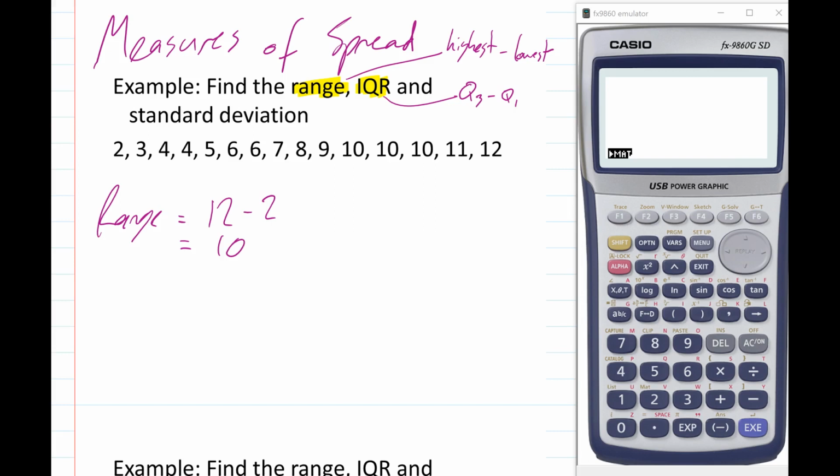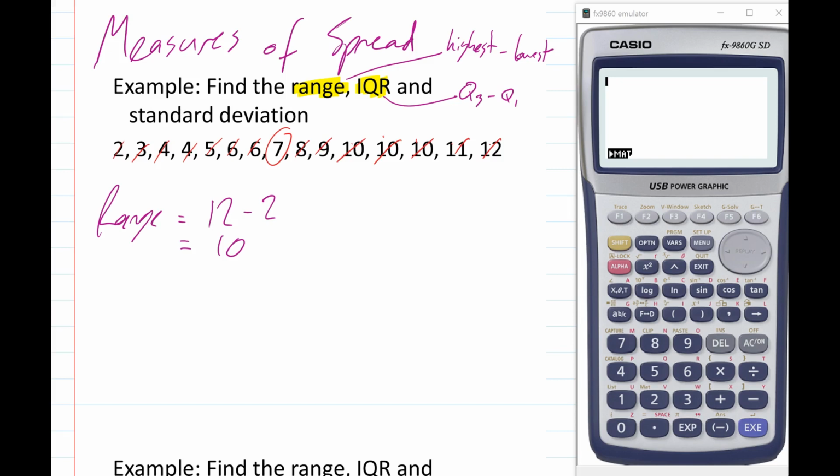Okay, so I'm going to start crossing off my way in until I find out that that's my middle number. I'll just double check. How many have I got on each side? I've got 1, 2, 3, 4, 5, 6, 7. 1, 2, 3, 4, 5, 6, 7. Okay, so 7 is my median.